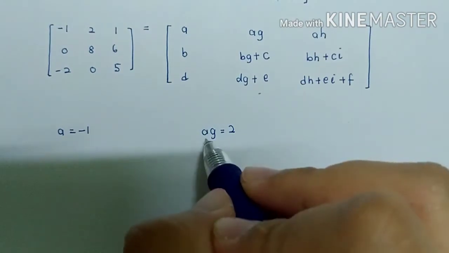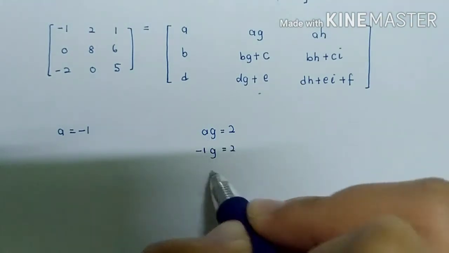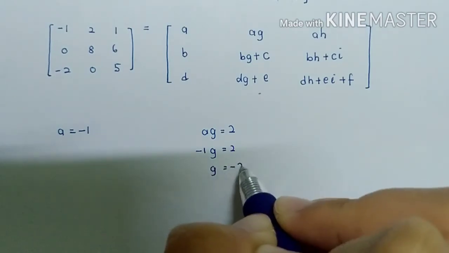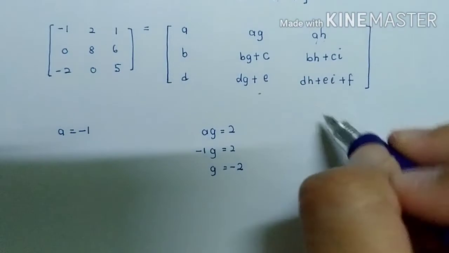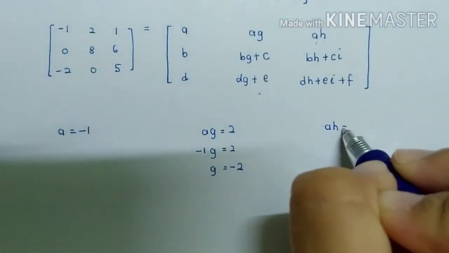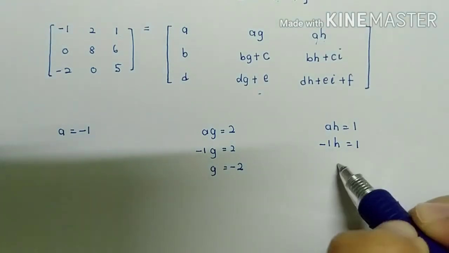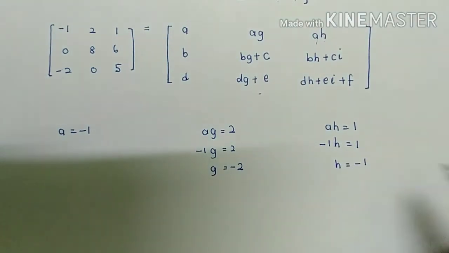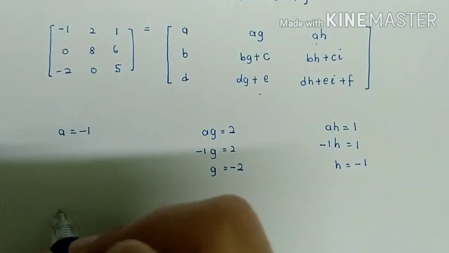So we substitute value of A, negative 1 times G equals to 2. So G equals to negative 2. And then we have AH equals to 1. Okay, again we substitute value of A, negative 1 times H equals to 1. So H is negative 1. Okay, and then B is equals to 0.